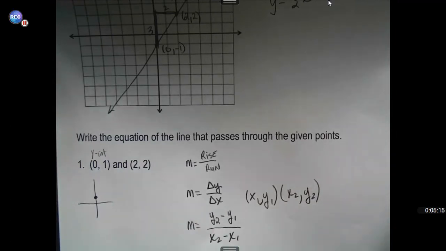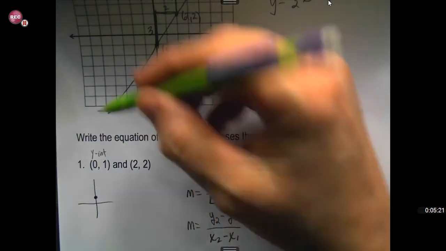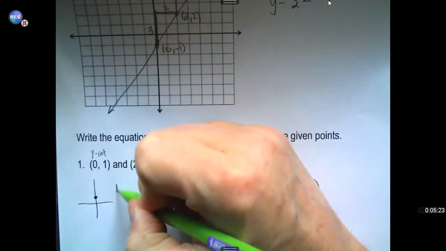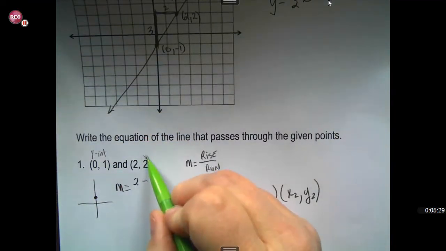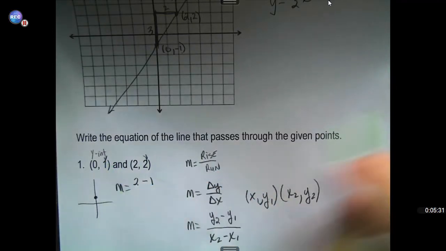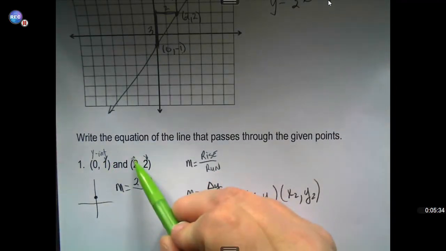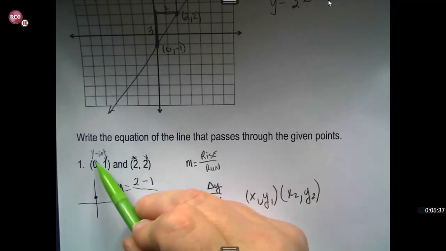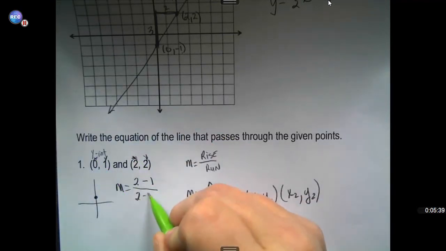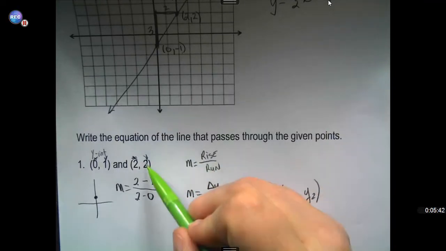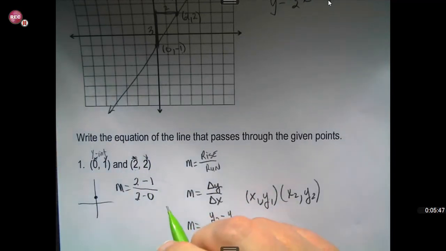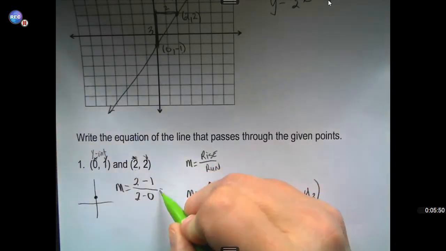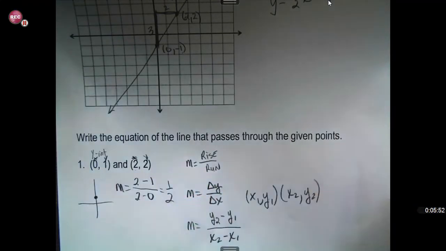The only rule here is that I have to go the same way both times. In other words, if I come up here to find my slope and I take 2 minus 1, then I have to do this 2 for the x minus 0 for the other x. I can't switch the order. I can't do 2 minus 1 and then do 0 minus 2. That will result in the wrong answer always. Okay? So my slope of this line is 1/2.